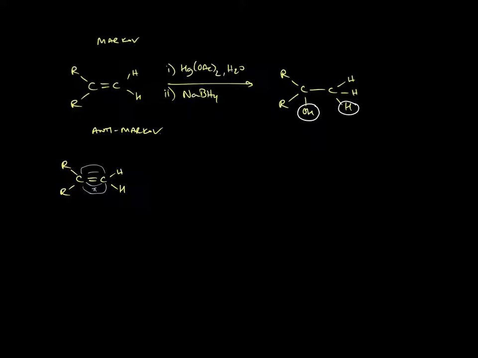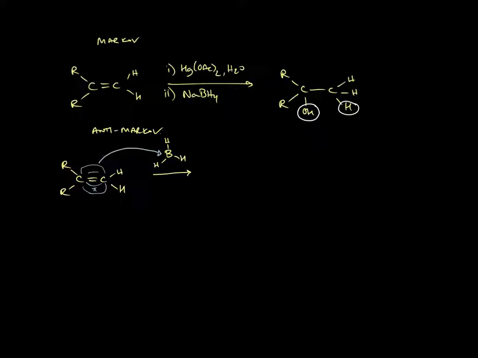So a molecule that has an electrophile is BH3. In this case, the boron doesn't have a full octet, therefore it's an electrophile. And this pi bond, or these electrons, are attracted to the electrophile, and therefore we would make a new bond.